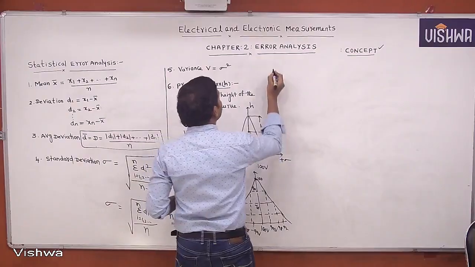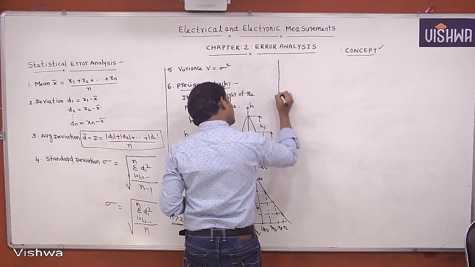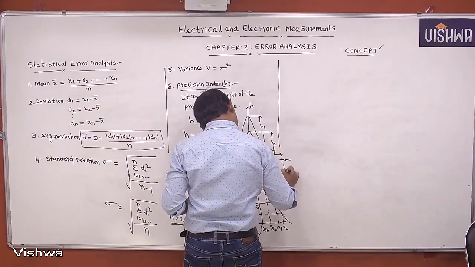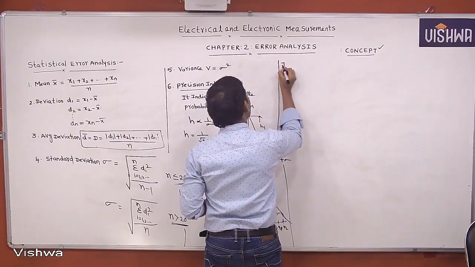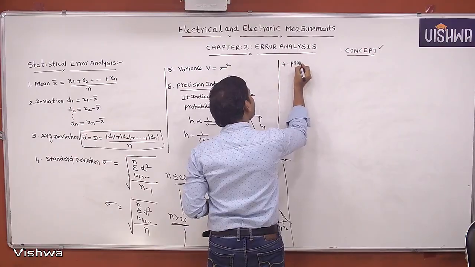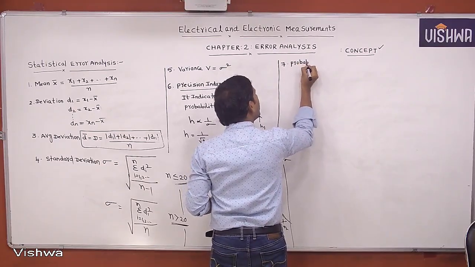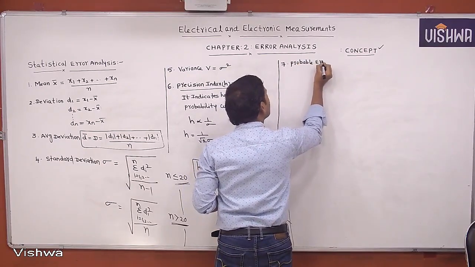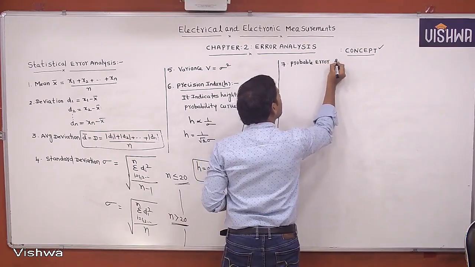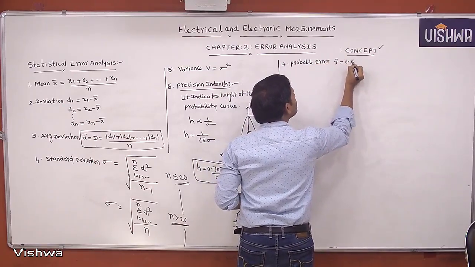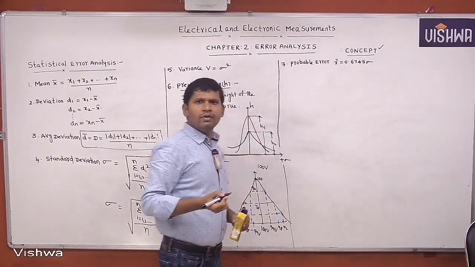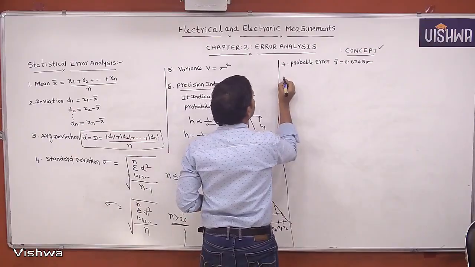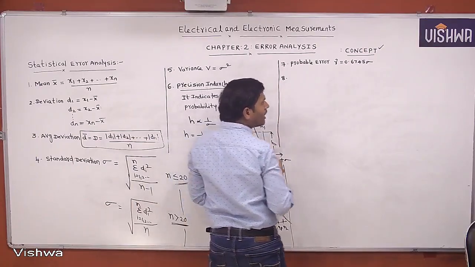Then you write one more formula. This is to take probable error gamma equal to, derivation is there, but I am giving directly. Probable error gamma equal to 0.6745 sigma. Tell me. Next.